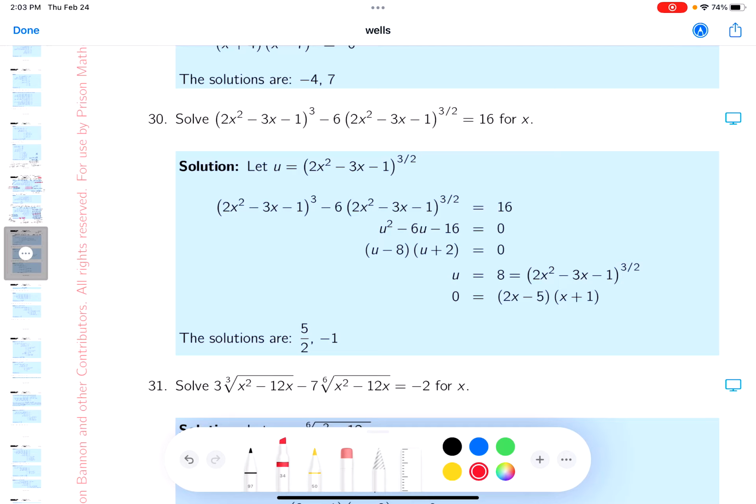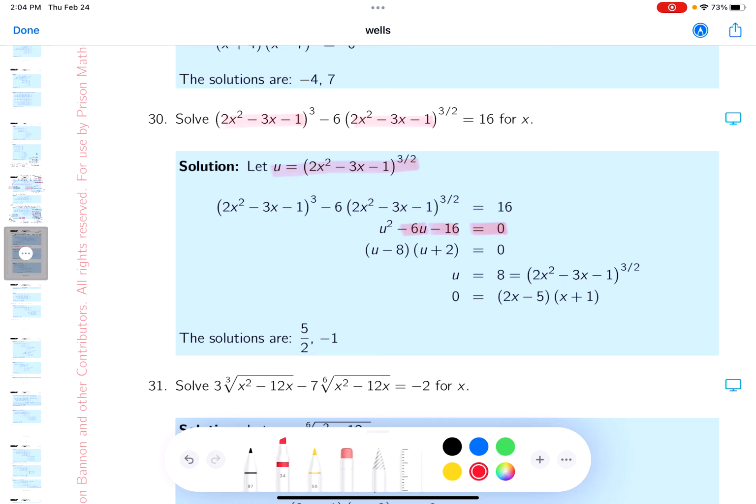Okay, this one I see they explicitly are using this u substitution. And what are they saying? So when they do that, they say that u is equal to 2x squared minus 3x minus 1. So it would be certainly minus 6u. And I have the minus 16 because I bring it from one, I subtract 16 from both sides.